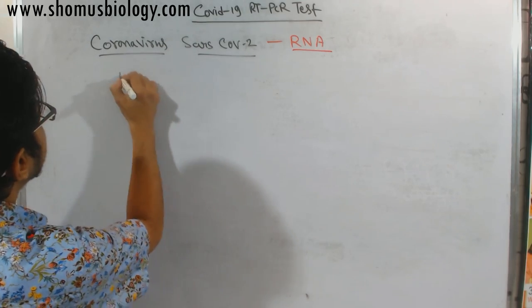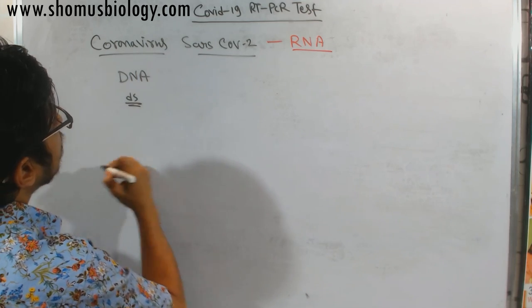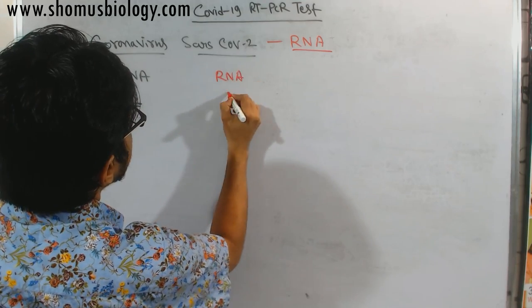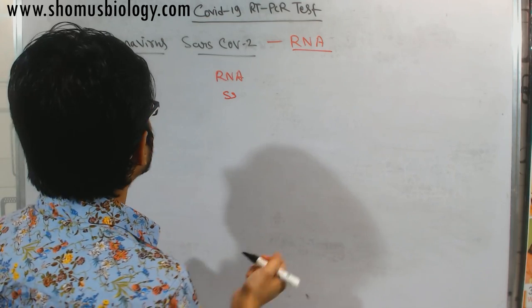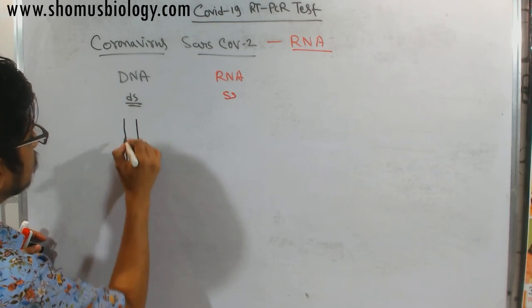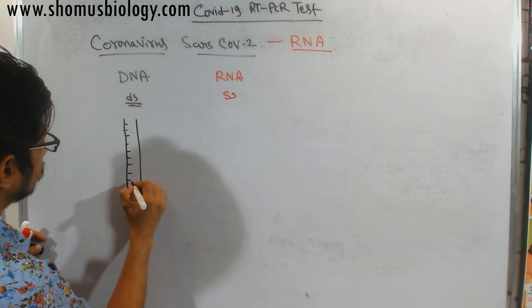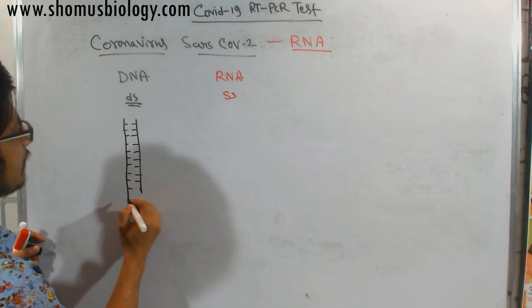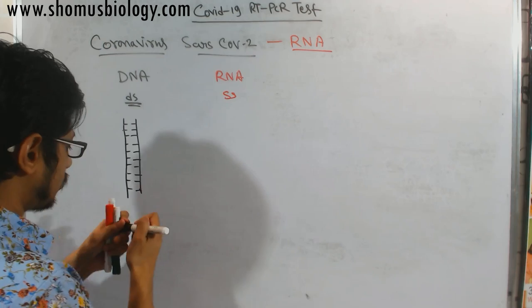So the difference between DNA and RNA is that DNA is double stranded, and on the other hand, RNA is single stranded. What do we mean by stranded? It means how they look. The DNA looks something like a ladder structure like this, and double strand means there are two sides of the ladder. Then this ladder becomes twisted. I haven't drawn the twisted version, but the ladder normally becomes twisted.